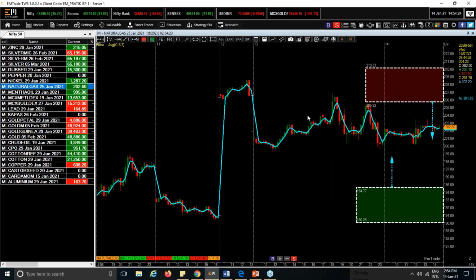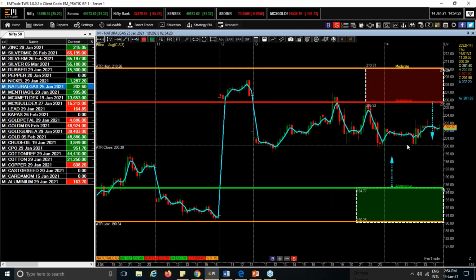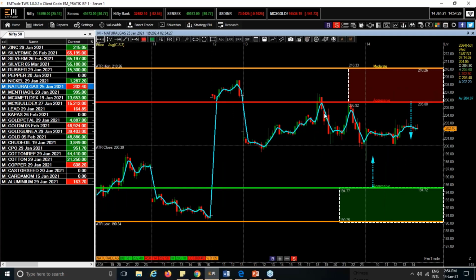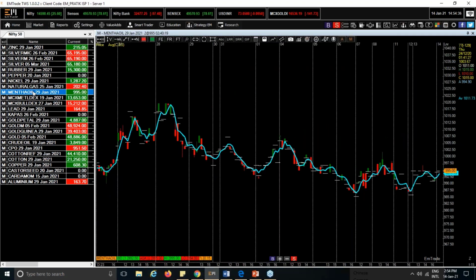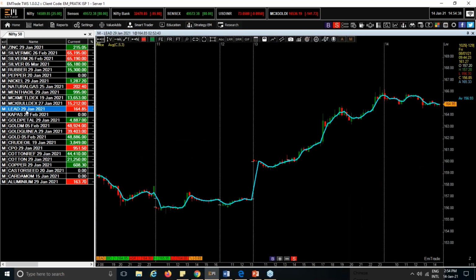Now we'll check the chart of natural gas. Same way we discussed earlier. Now your price is moving around the middle band only. So 88% of the time your price is moving around the middle band.